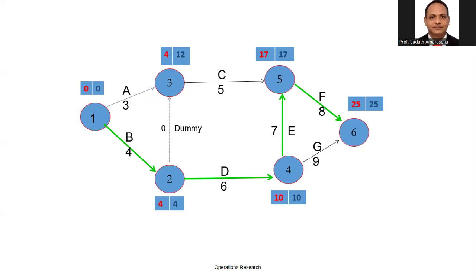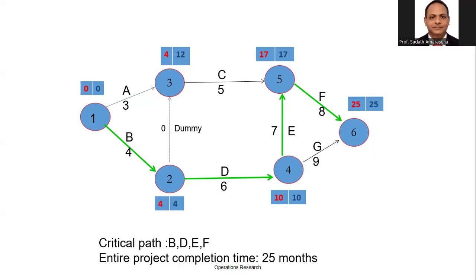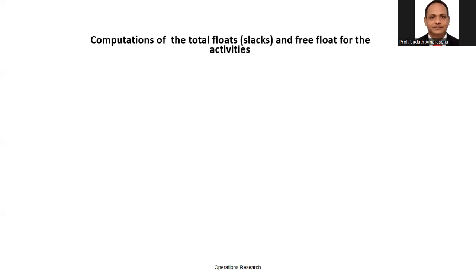Likewise, for any activity you can see a starting event and a finishing event, represented by I and J: early starting time I, latest completion time I, early starting time J, latest completion time J. Now we are going to calculate the total float. Here the critical path completion time is 25 months. We are going to calculate the total float, also called total slack.